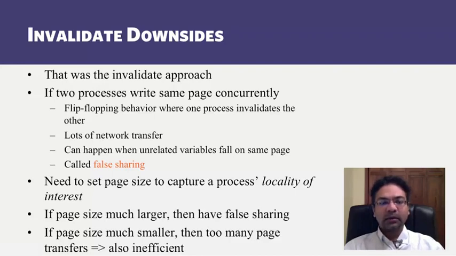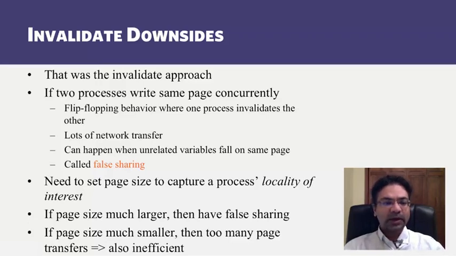The invalidate approach works well in many of the cases. However, there are some cases where you might have bad behavior in the invalidate approach. If two processes write the same page concurrently, for instance, if they're writing different variables that happen to reside on the same page, then this may result in flip-flopping behavior where one process invalidates the other, and then soon after the second process invalidates the first one. And this involves lots of network transfer, because essentially on every invalidate you fetch the new copy of the page over to another process. This is what is known as false sharing, when unrelated variables fall on the same page, and this results in flip-flopping behavior in the invalidate approach to distributed shared memory.